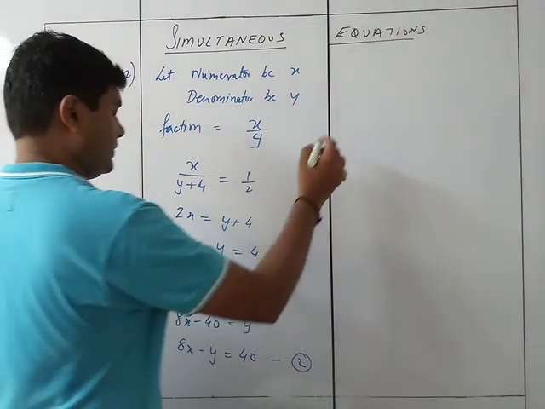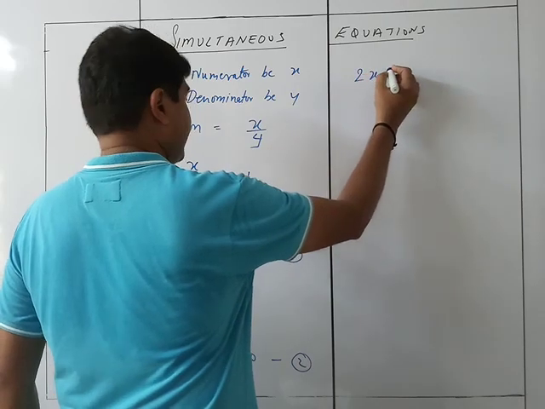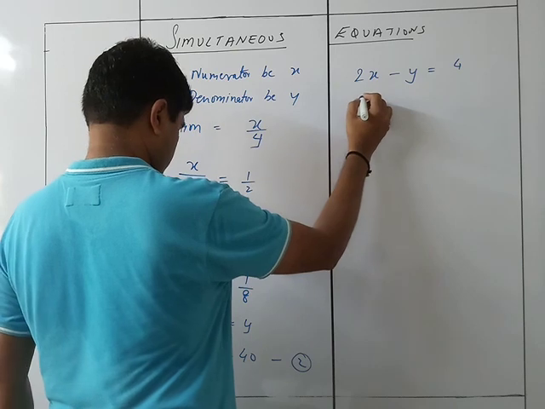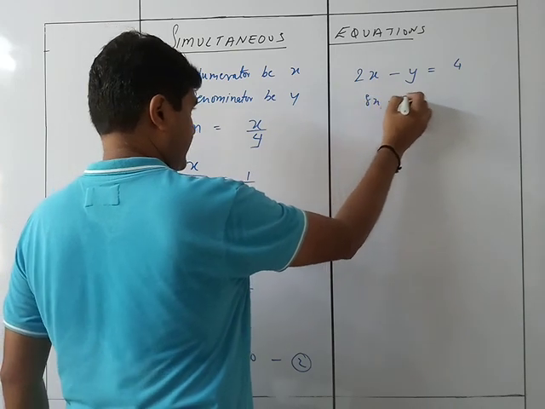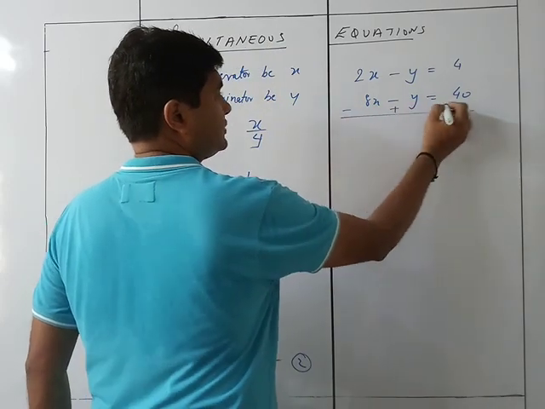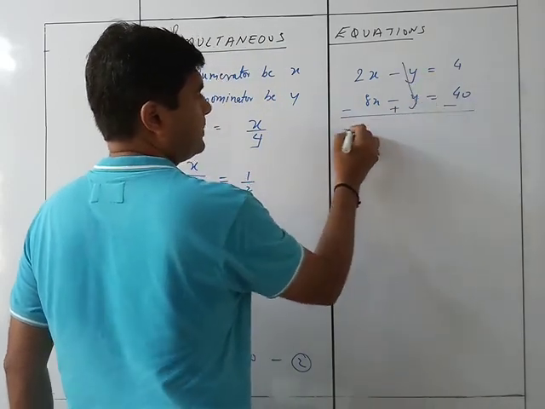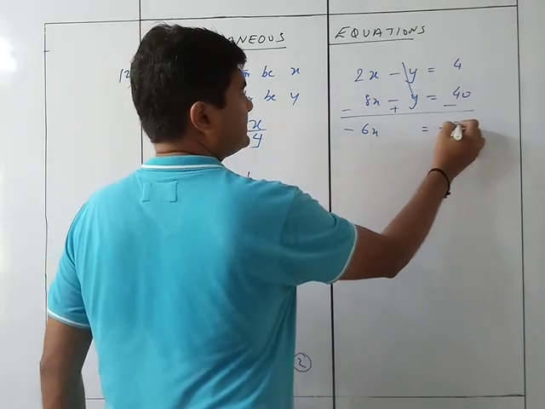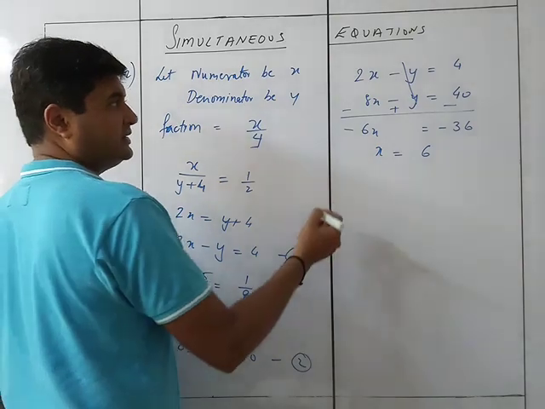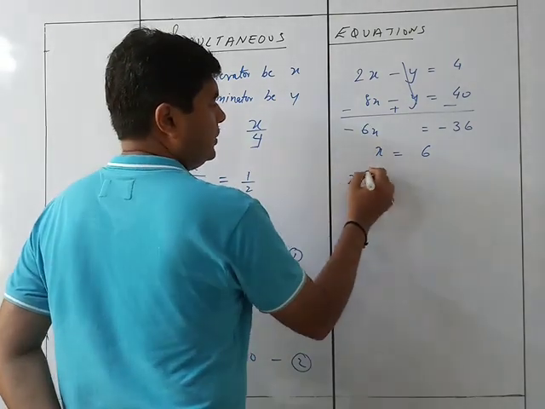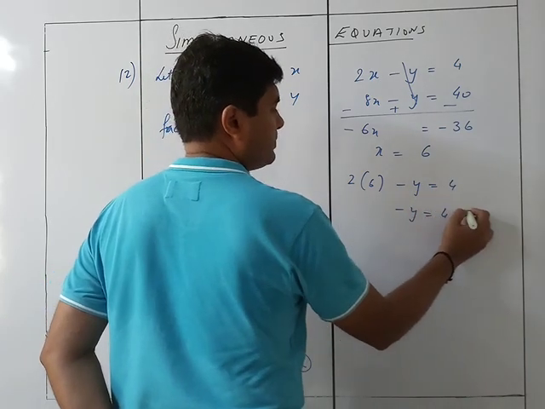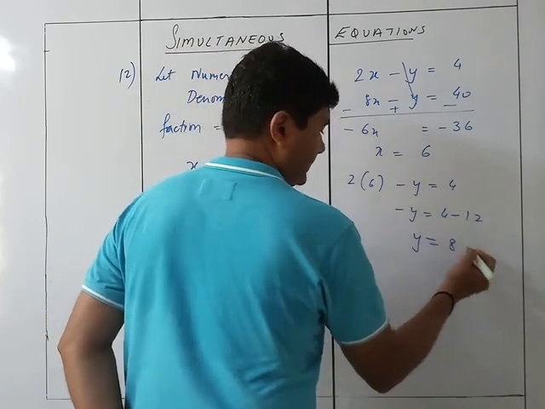Accordingly, we'll solve these two equations simultaneously. We'll be using the elimination method. So it will be 2x minus y is equal to 4 and 8x minus y is equal to 40. Subtracting, minus y plus y cancels, this becomes minus 6x is equal to minus 36. So x is equal to 6. So the numerator is 6. Now putting the value in any of the equations, 2 into 6 minus y is equal to 4, minus y is equal to 4 minus 12, y is equal to 8.